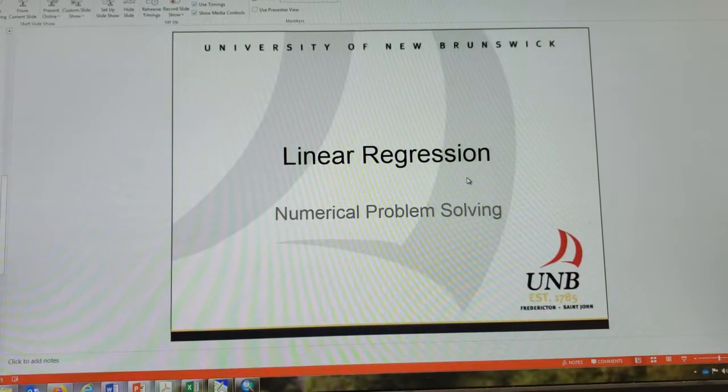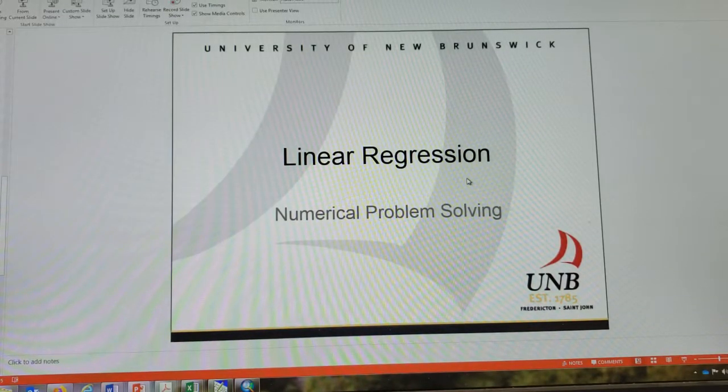Hi everyone. I've decided to take some of my linear regression notes from when I taught numerical problem solving a few years back and just use this as an example to bring you up to speed again if you had some struggles with the regression assignment. And then I will use this to go into the data set that we were working with before.